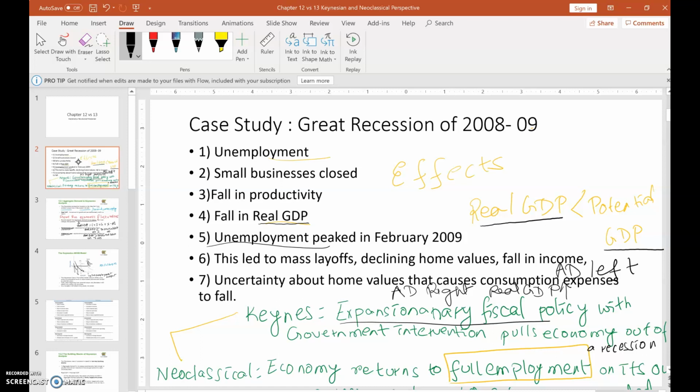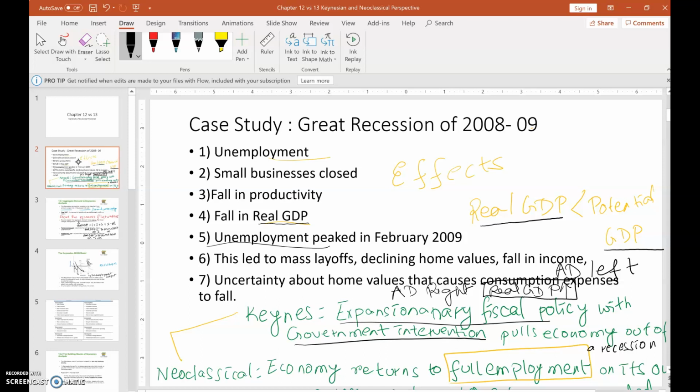Potential gross domestic product is what we can produce using all our resources. That means using all the labor, using all the capital, using all the natural resources. According to Keynes, we can increase aggregate demand, or shift the aggregate demand to the right, by expansionary fiscal policy. And if we shift aggregate demand to the right, the real gross domestic product will definitely go to the right. So, according to Keynes, we need government intervention to pull the economy out of a recession.